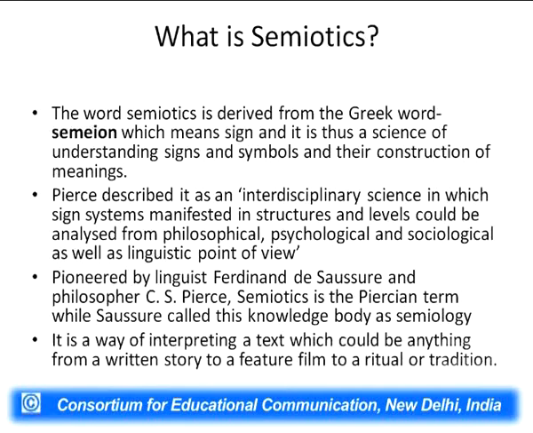So basically, if we try to interpret a text, which virtually could be anything, a story, a feature film, a ritual, or a tradition, anything is a text. In order to understand that particular text, we use a framework of understanding which we know as semiotics or semiology.